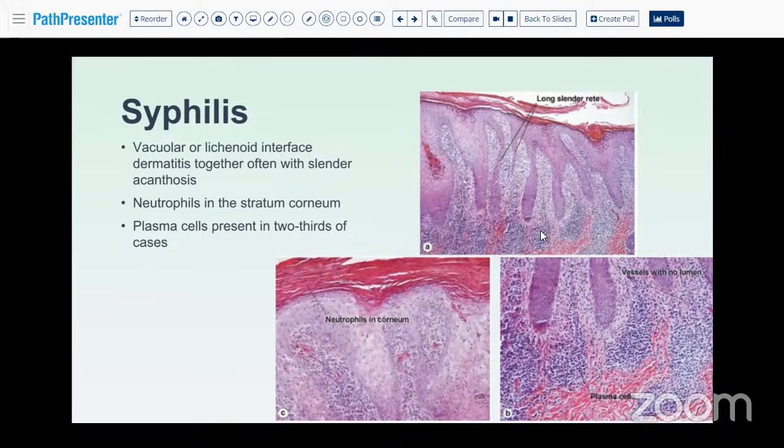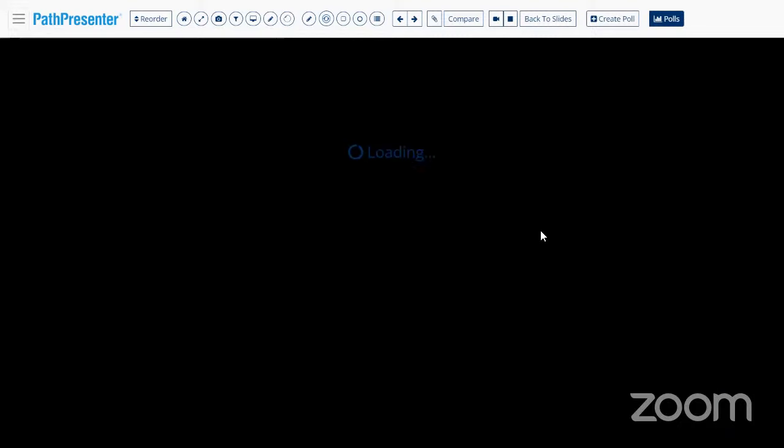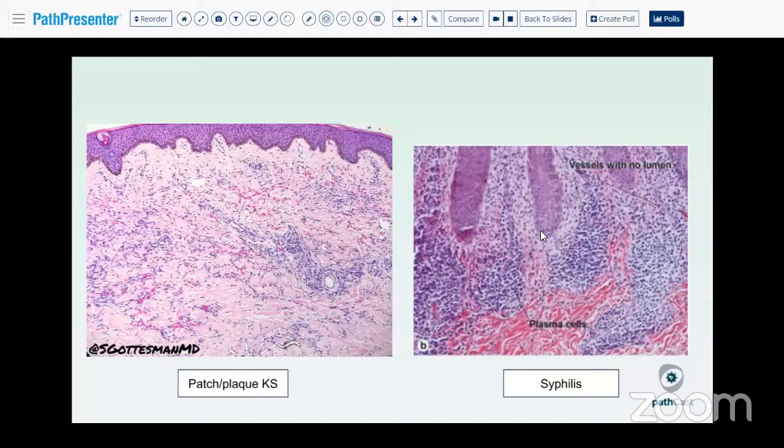So a lot of times when we see plasma cells, we think syphilis. But of course, in this case, the trick is to recognize that busy dermis, the wrapping of endothelial cells.